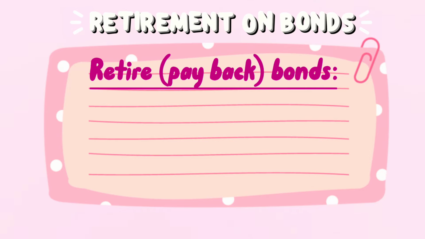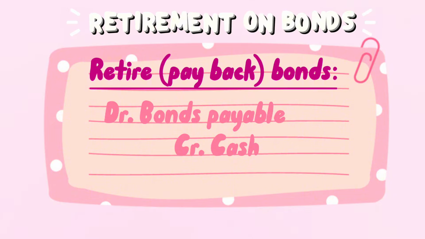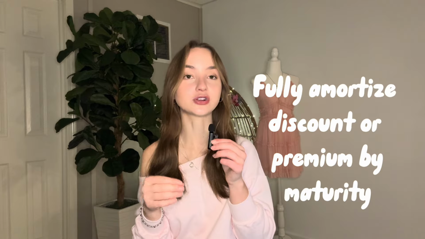Once the bond has matured, the company will pay back the par value. This retirement is recorded as a debit to bonds payable and a credit to cash for par value. The discount and the premium should already be fully amortized by the maturity, so their balances are going to be zero.